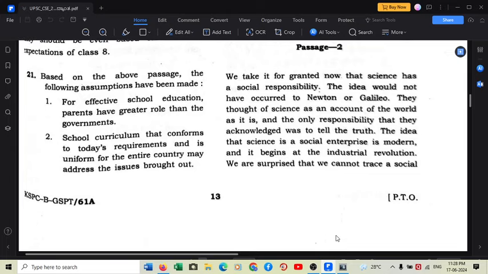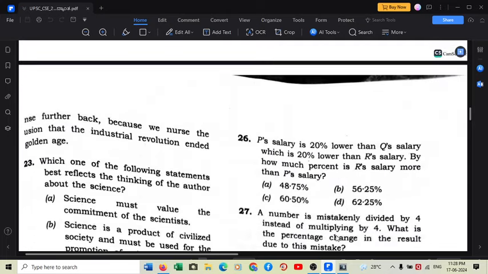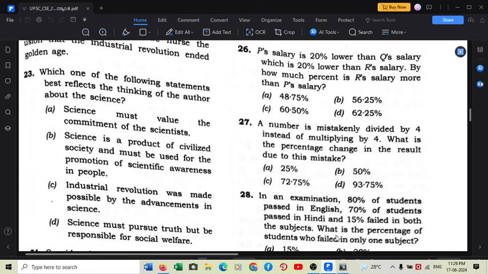We are surprised that we cannot trace a social enterprise further back, because we nurse the confusion that the industrial revolution ended the golden age. Okay, so definitely science must pursue the truth but be responsible for social welfare. This is about the balance. The passage is about the balance for science: at the same time it should talk about the truth, and should be responsible for social welfare. So option D is the right answer.